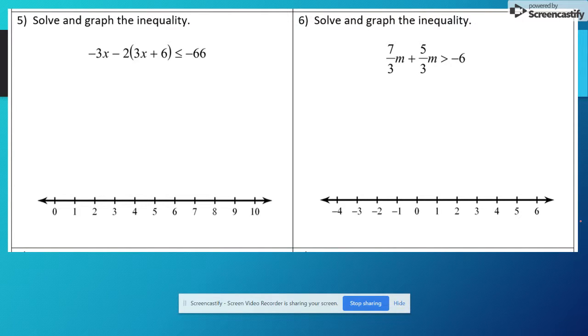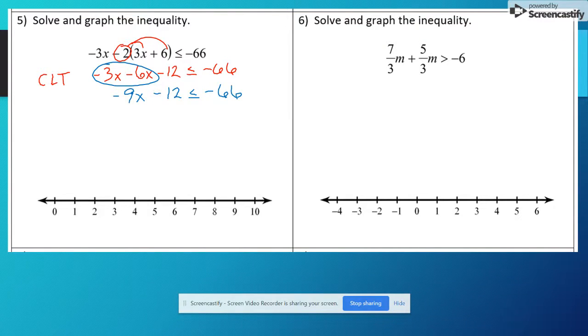Okay. So number 6, I'm going to first distribute. Bring down negative 3x minus 6x minus 12 is less than or equal to negative 66. At this point, we need to combine like terms. So we combine these, they're on the same side. I'm just going to take negative 3 minus 6, that's negative 9x. Bring down the negative 12. And then from here, it's 2 more steps. Add the 12. I have negative 9x is less than or equal to negative 54.